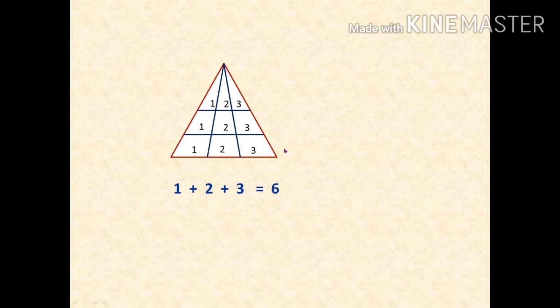If we add, we will get 6. Since we are having the same number of triangles in each base, we can multiply this 6 with 3. If we multiply 6 and 3, we will get 18. So the number of triangles in this image is 18.